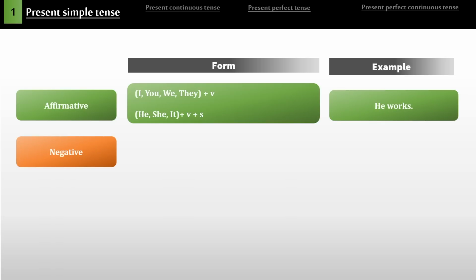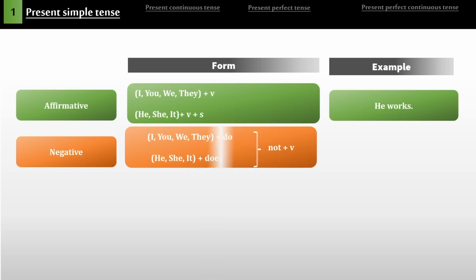Negative sentence of present simple tense. If the subject in a sentence is I, we, you, or they, do not is used. In case of he, she, or it, does not is used in place of do not. So the form is I, you, we, or they plus do plus not plus verb, and he, she, or it plus does plus not plus verb. Example: I do not work.